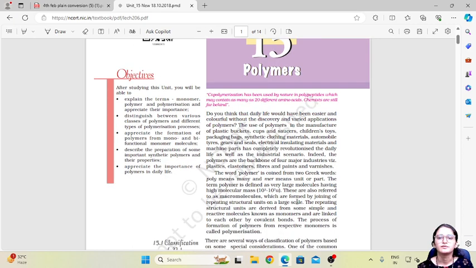Polymers, we know in our day-to-day life we use different types of polymers, that is plastic: plastic buckets, polythene bags, then synthetic clothing materials and tires, toys, gears, everything that we use in our day-to-day life is polymer. The word polymer is coined from two Greek words, poly means many and mers means unit, so many units give polymer.